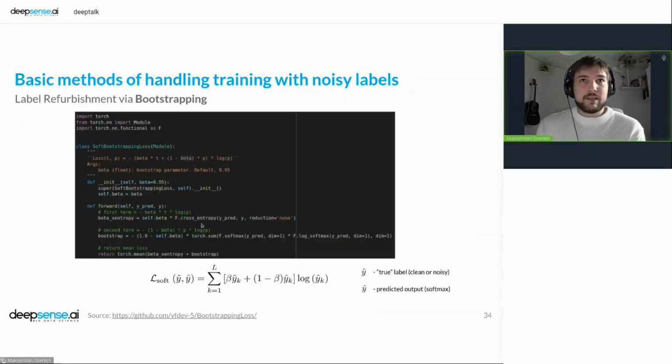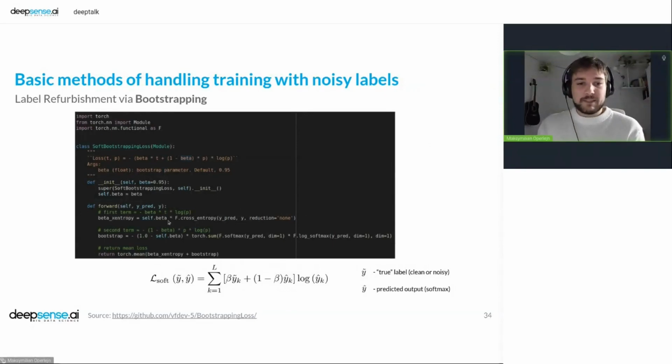So here it is shown in the code. So we got the soft bootstrapping loss. And as you can see here, we have a first term and a second term. Basically, this is an unofficial implementation of this paper, further modified by me for readability purposes. If you're interested, there is a GitHub page with the whole code. I will also link some of my experiments, probably somewhere in the description.